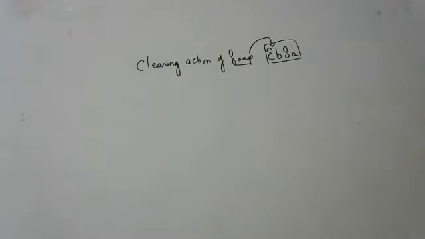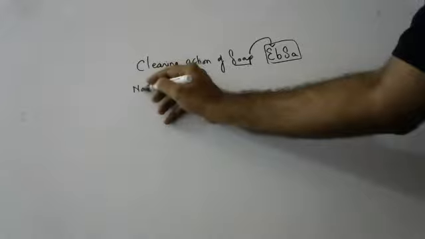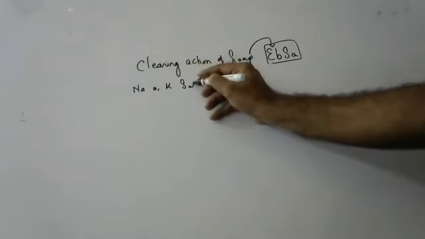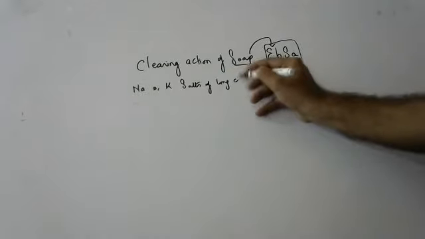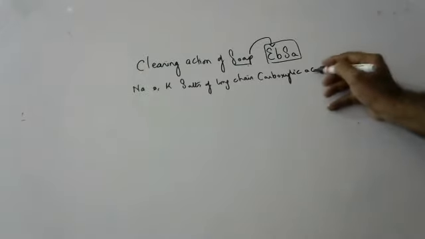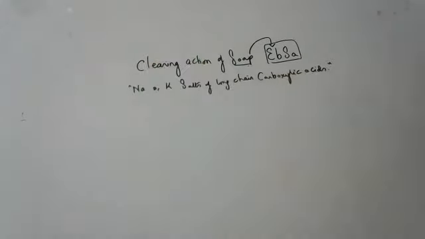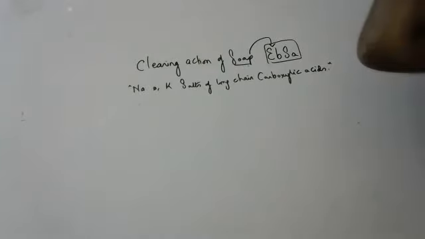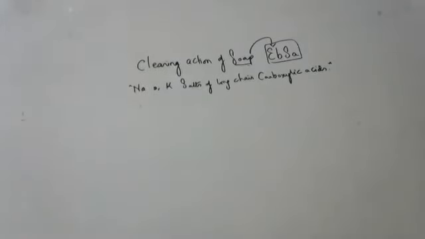Okay, there are different soap molecules in the market. And chemically, what is a soap? Sodium or potassium salts of long chain carboxylic or fatty acids. Some will say carboxylic acid, some will say fatty acids. Anything is okay. So the definition of soap is sodium or potassium salts of long chain carboxylic acids.